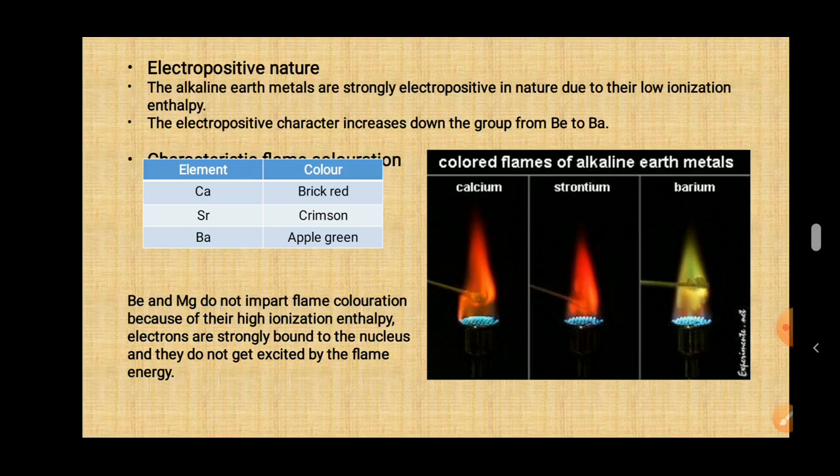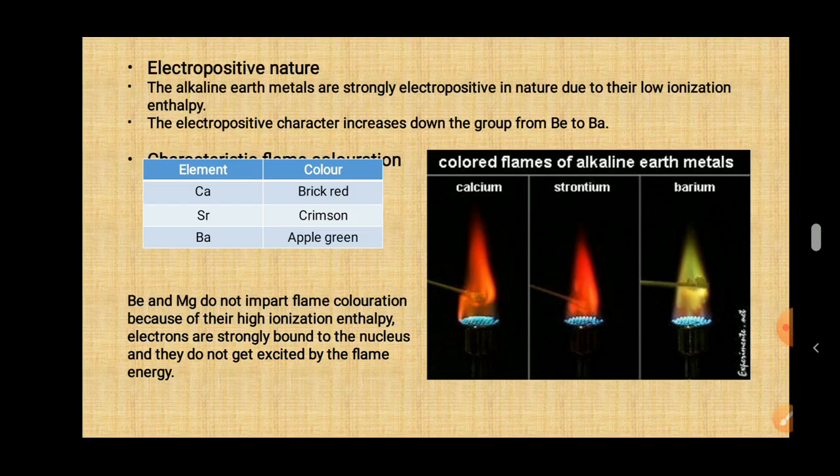Okay, the reason is given. You can see beryllium and magnesium do not impart flame coloration because of their high ionization enthalpy. So electrons are strongly bound to the nucleus. Because of this, electrons are strongly bound to the nucleus and they do not get excited by the flame energy. Okay, but in the case of calcium, strontium, barium, electrons will excite. Electrons get excited by the flame energy.